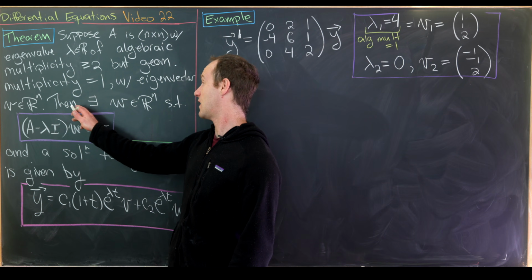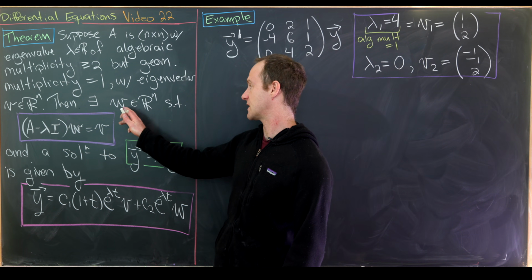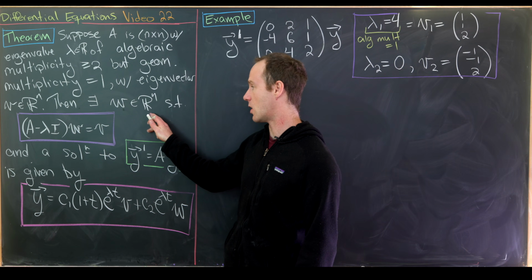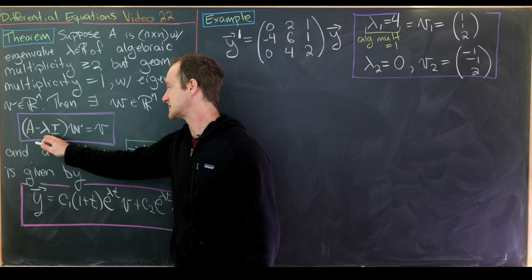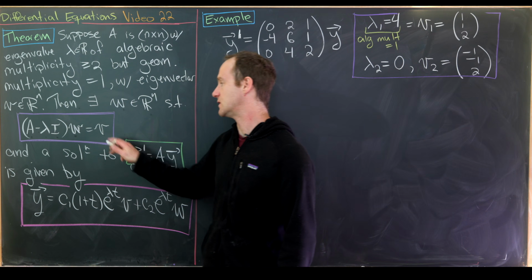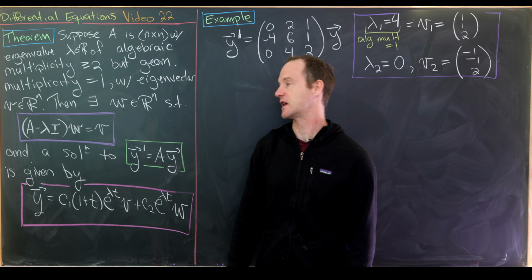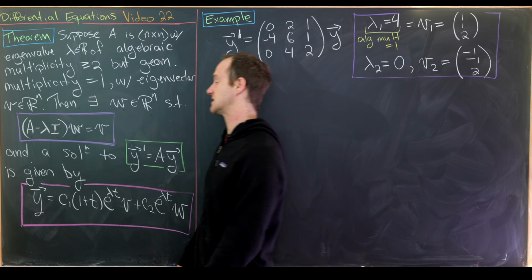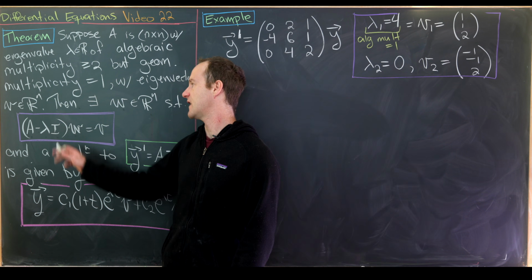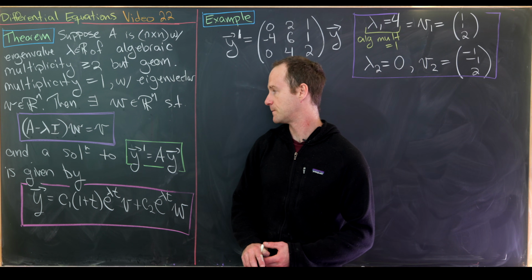Then that implies, and this is from a theorem from linear algebra, that there exists a W in R^n such that (A minus lambda I) times W is equal to V. And this W is something called a generalized eigenvector like we saw before, and that's because if we multiply this again by A minus lambda I, we'll get 0. So in fact, (A minus lambda I) squared times W equals 0.